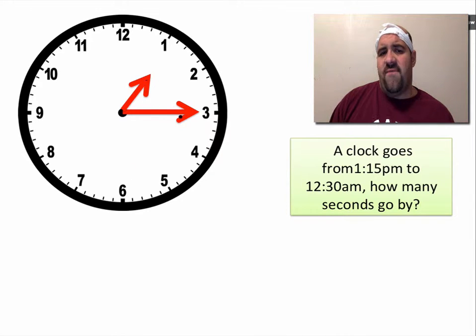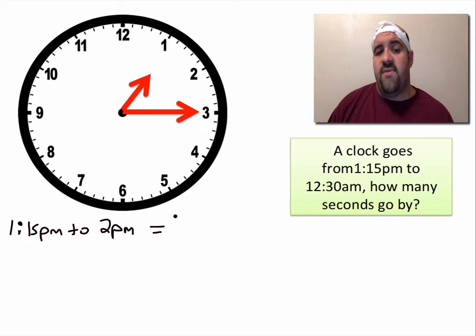If we start at 1:15, if this hand were to go all the way around, it would now be 2 o'clock. 15 minutes there, 15, 15. If we went from 1:15 p.m. to 2 p.m., that would equal 45 minutes.